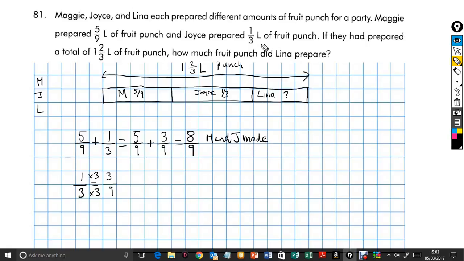In questions that have multiple steps, it really is useful to label your answers as you go along, especially if you're having to think quite hard about what you're doing, because you might find that you do another step and then you forget which bit of information was what. So 8 ninths is how much punch that Maggie and Joyce made. What we have to do is take that away from the total amount in order to find out how much Lina made. And we know that the total amount is 1 2/3 of a litre.